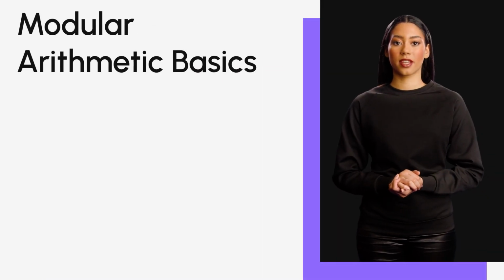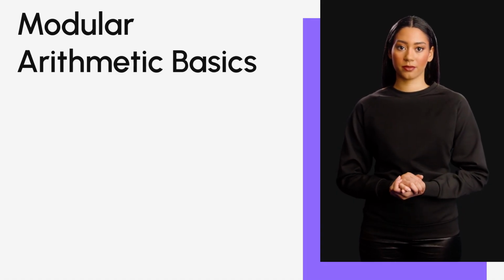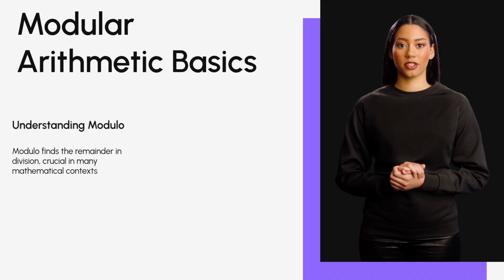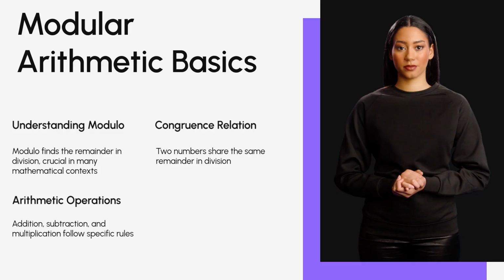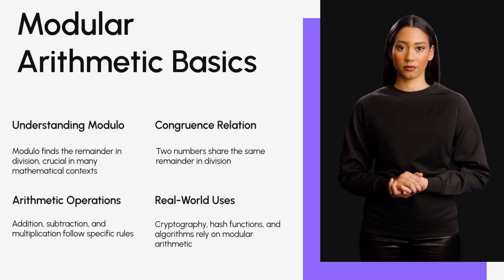Modular arithmetic involves integers wrapping around a certain value, the modulus. The modulo operation gives the remainder of division. Congruence relation is when two numbers have the same remainder. Arithmetic rules apply to addition, subtraction, and multiplication. Applications are common in cryptography, hash functions, and computer algorithms.